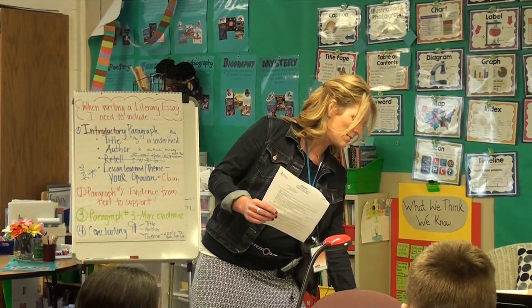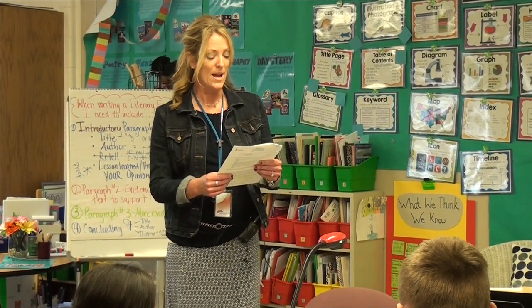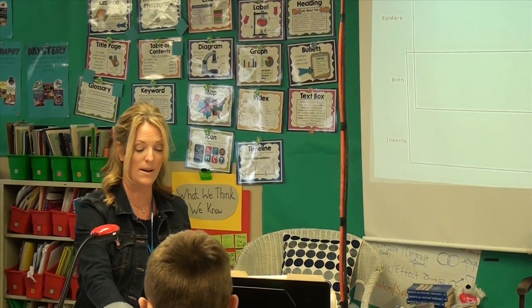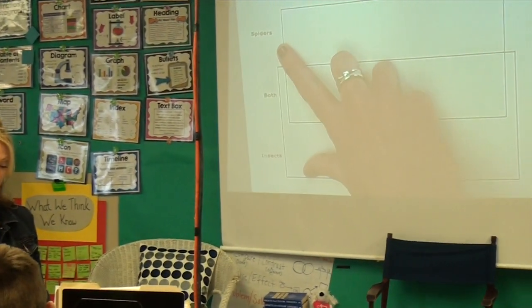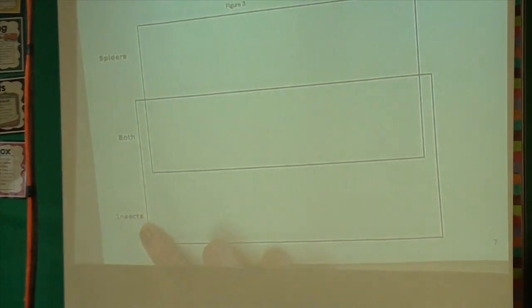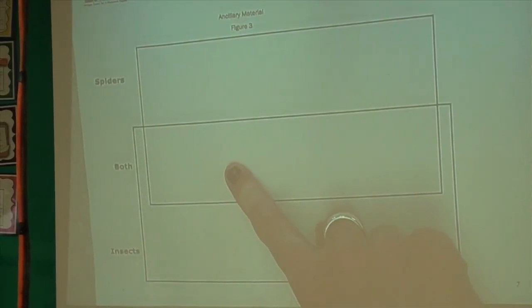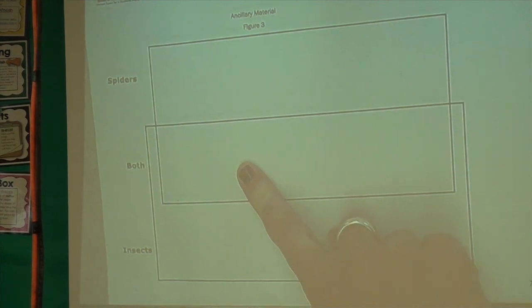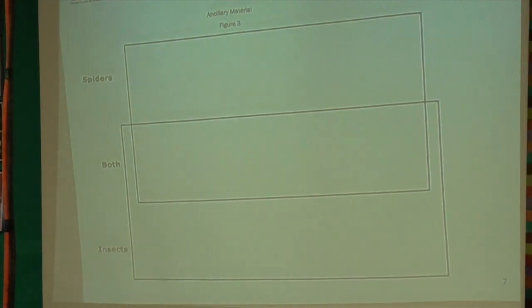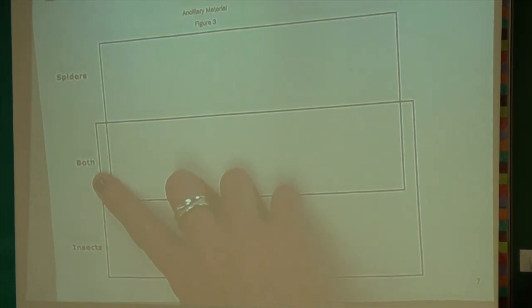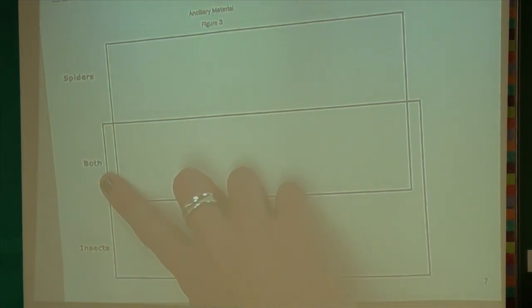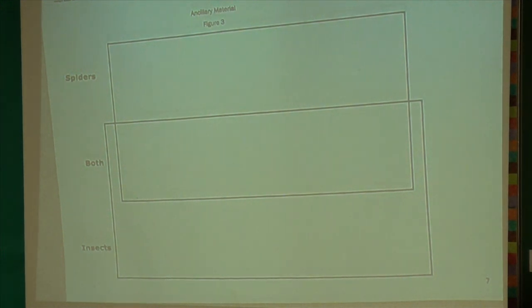So what we are going to do is take the information that you have just cut out and place it in the Venn diagram. Again, this is spiders, and this is insects, and any information that's true about both animals would be put in the middle, where the two boxes cross over into one another. Where the boxes cross over is the word both. We are going to place the different characteristics that are listed about insects and spiders into the Venn diagram.